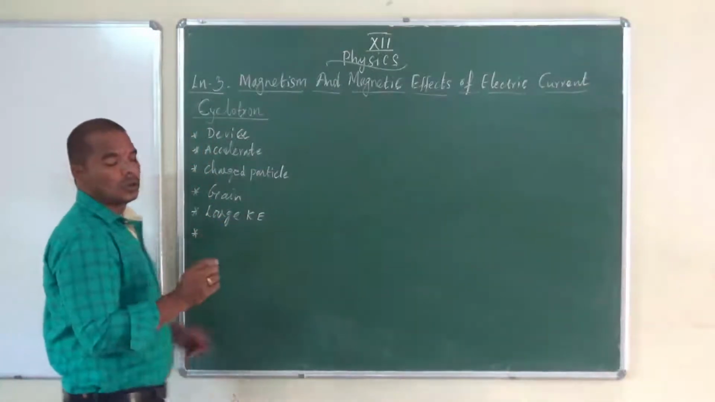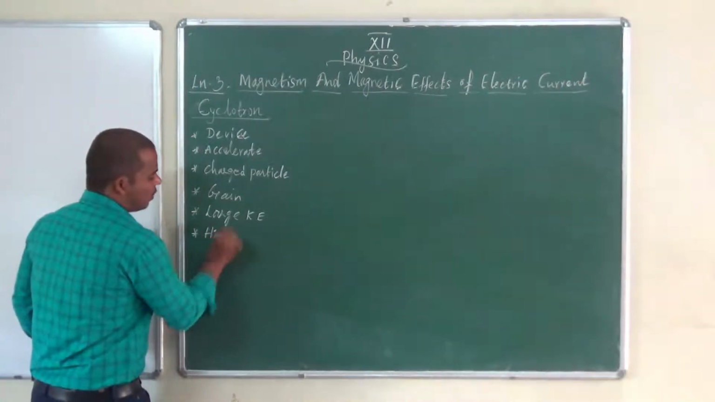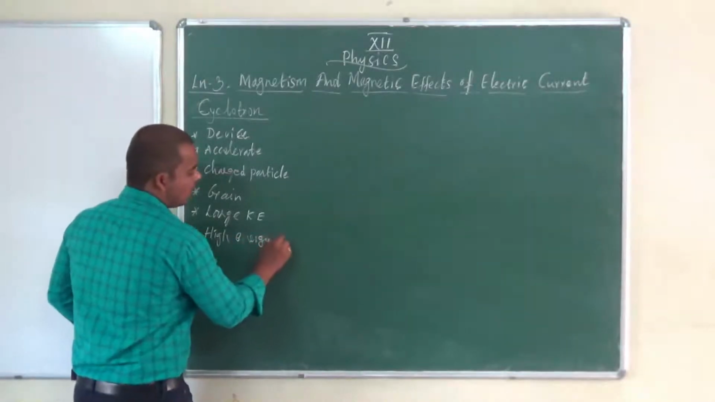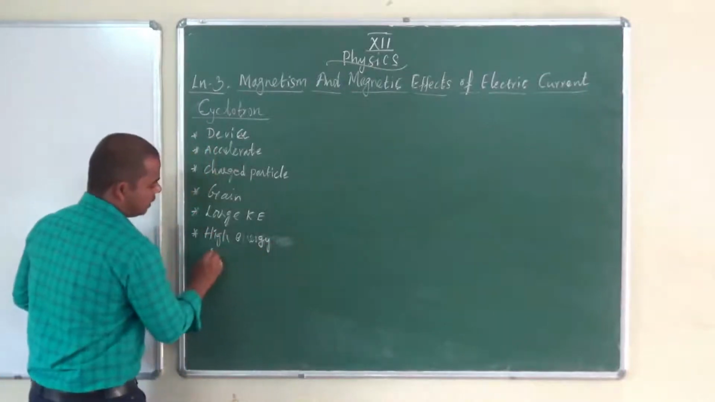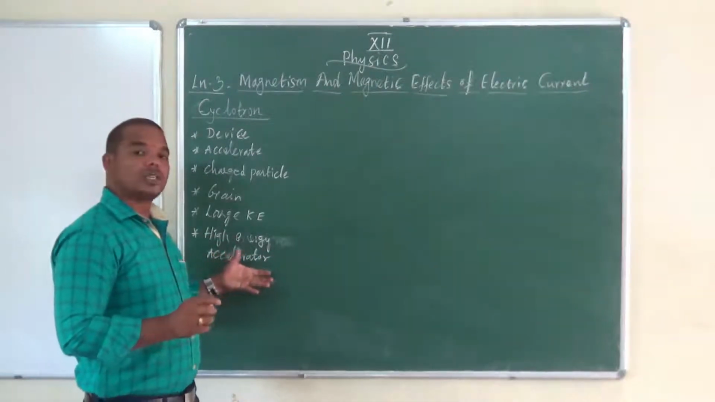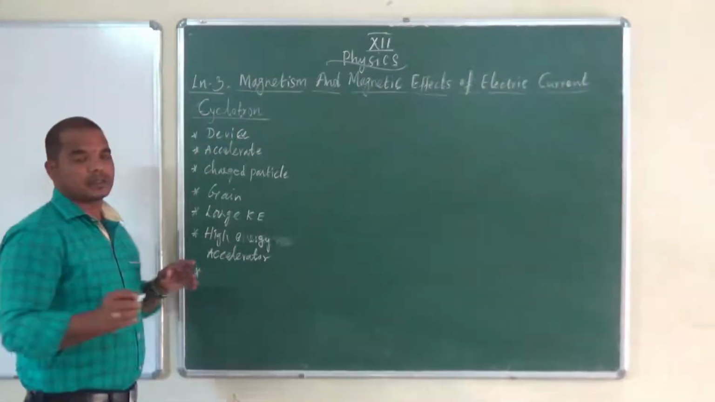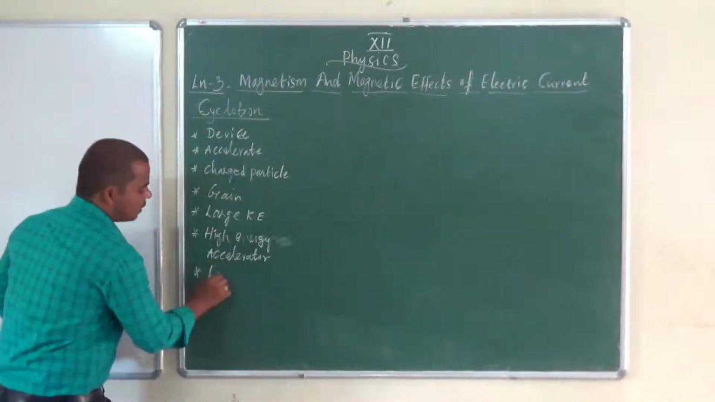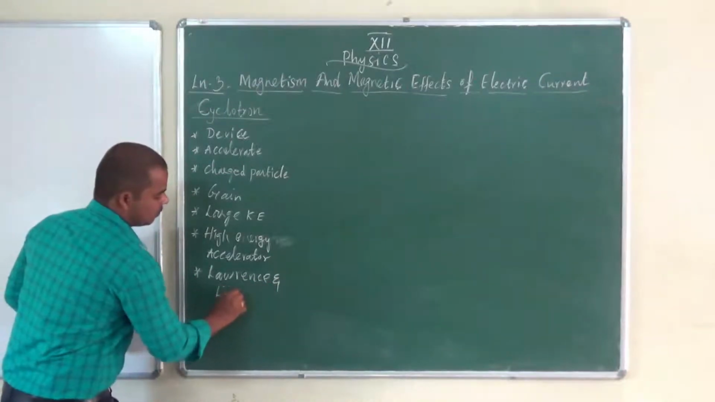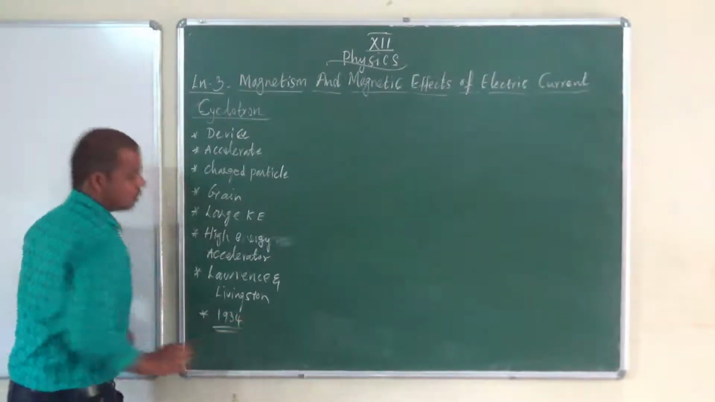This device is also called high energy accelerator. One more question may be asked: which of the following devices is called high energy accelerator? Cyclotron. This device was devised by two scientists, one is Lawrence and the other one is Livingston. Which year? 1934. This is also a question.